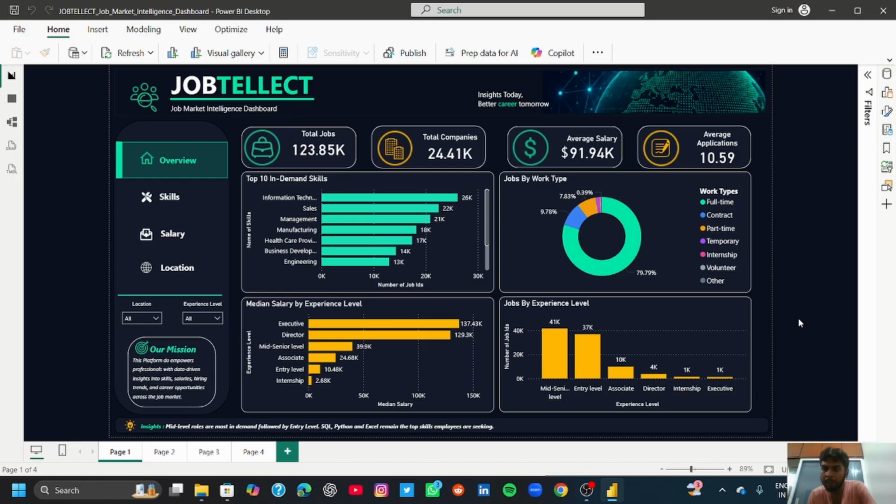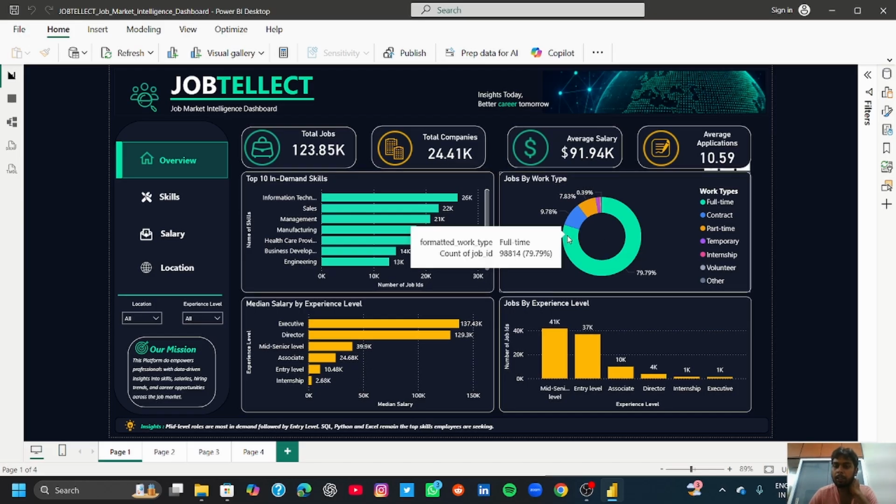If you calculate the average applications amongst the various working people, it's up to 10.59, or we can say 11. This is the main bar graph. Here we can see the top 10 in-demand skills which are required, like information technology at 26K, followed by sales at 22K and management at 21K, and it carries on to the top 10 here.